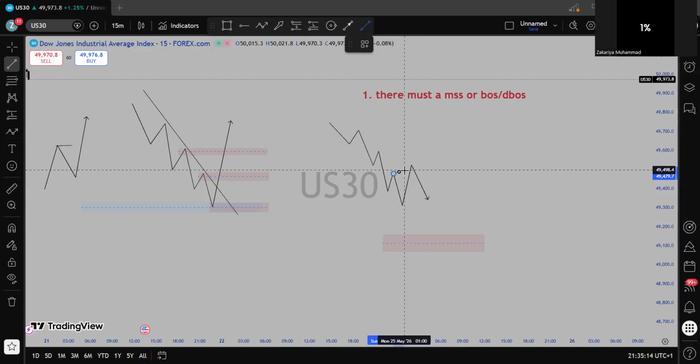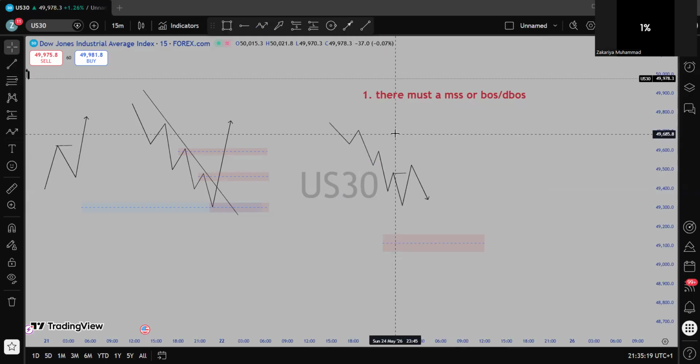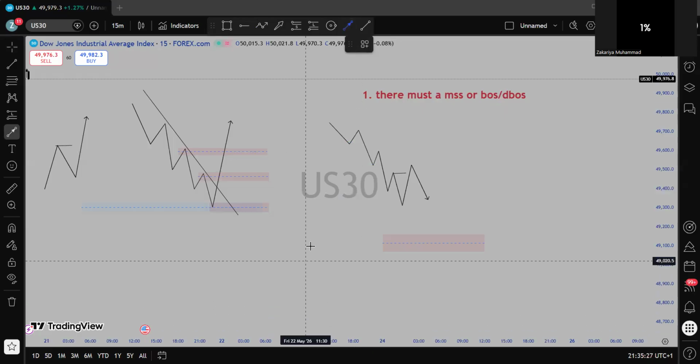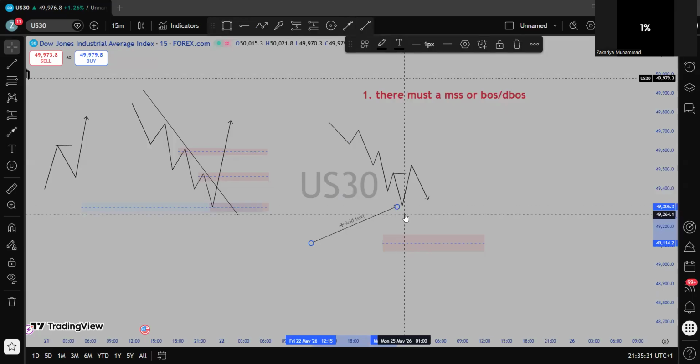Market takes out this high. This is not a market structure shift. There's a lot of mistakes people used to make. When you have a market structure shift that is not coming from anywhere, the first thing you should consider when you're looking for a market structure shift is this zone, the zone that caused the market structure shift.